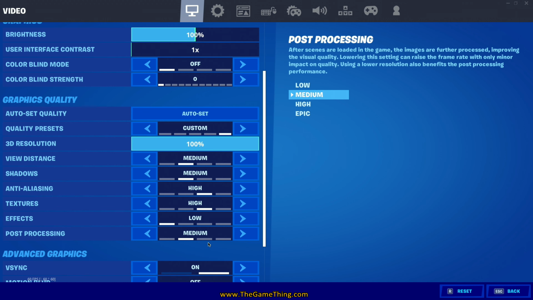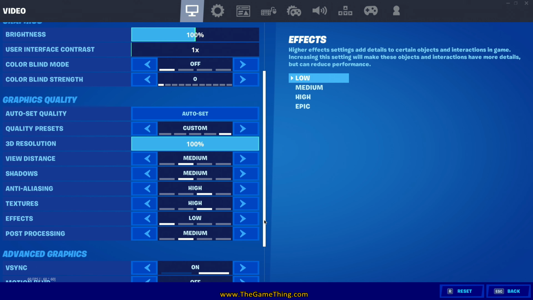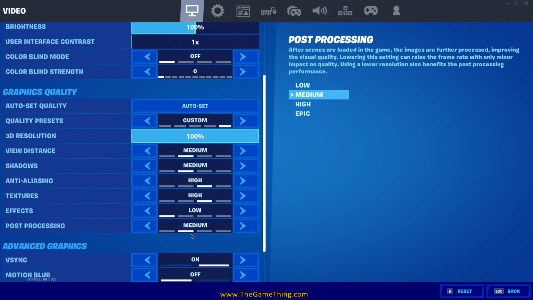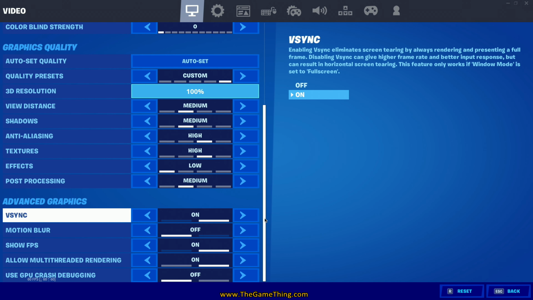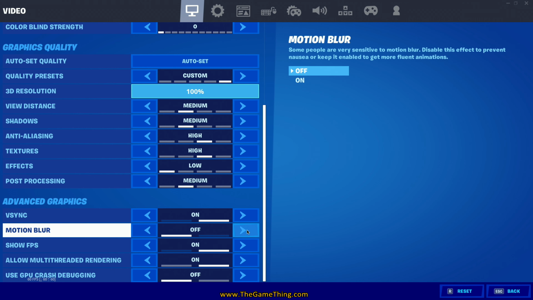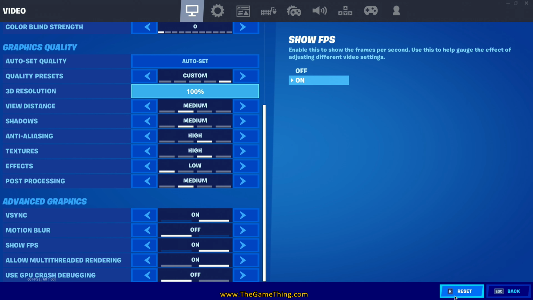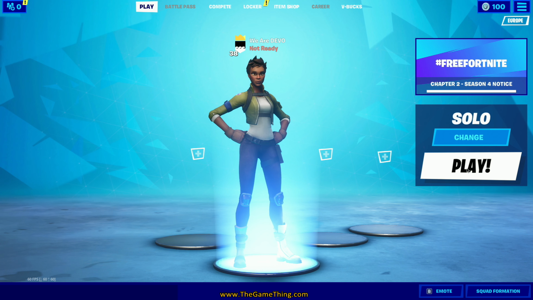Post-processing is another thing that will also help the picture look nice and pretty. In this instance I've put it on medium only because once you start pushing it higher it will definitely affect frame rate. Weirdly, here I've got VSync switched on because for some weird reason VSync off and on doesn't affect the frame rate, so I don't even know if it's working correctly to be honest, but with it being on it doesn't affect the frame rate at all, so no blur or anything like that. And I've got the FPS counter on. So let me go back here, let me jump into a game.